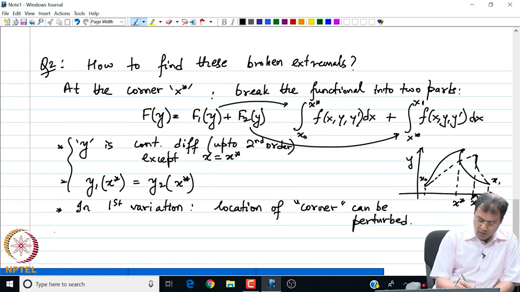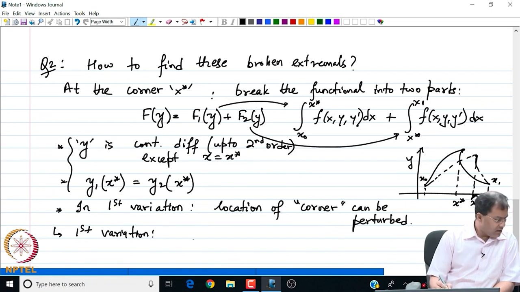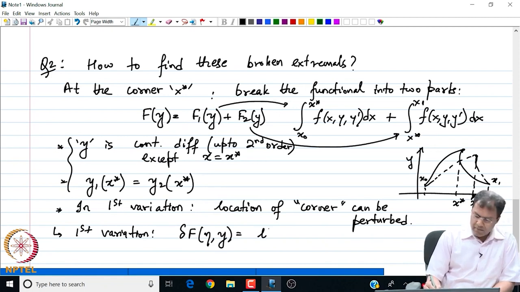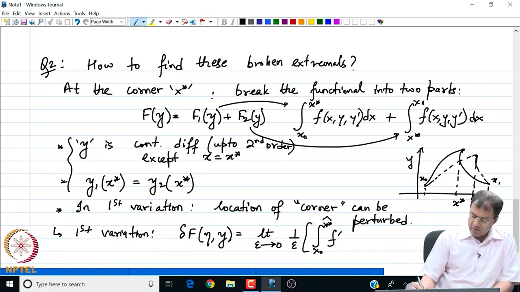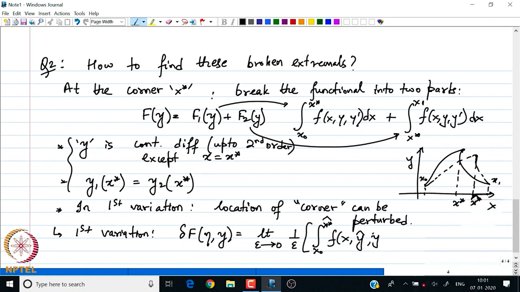So which means that when we write down the first variation, the first variation delta f of eta comma y is the limit epsilon tending to 0 of the following: 1 over epsilon times the integral from x0 to x star hat, over which we have the perturbed integrand f of x, y hat, y hat prime dx, minus the other one, from x0 to x star, over which we have the original integrand.